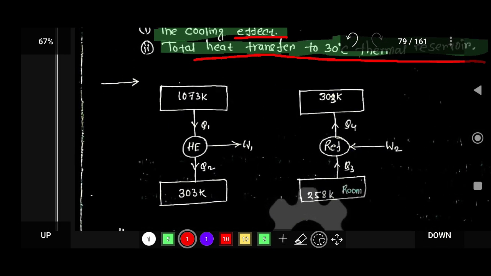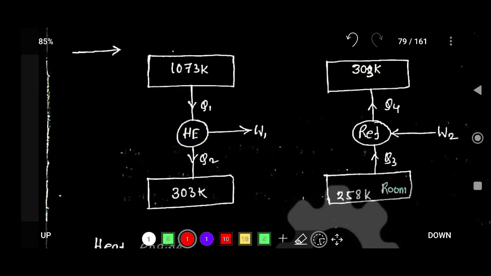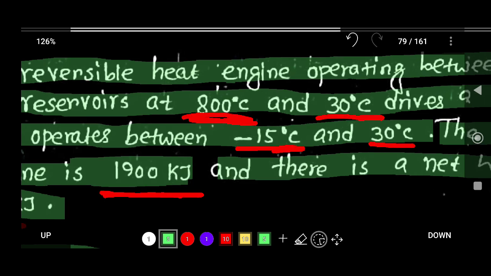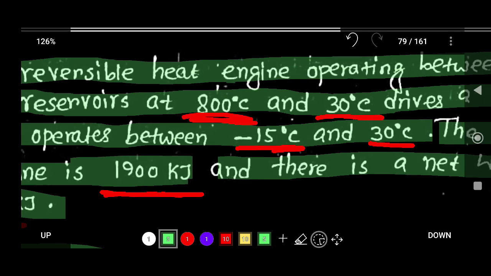So in the question there is a heat engine. The heat engine operates in between the temperatures, here 800 degrees Celsius. Temperature is in degree Celsius, so for each case, if there is a degree Celsius, you have to convert it to Kelvin. 800 degrees Celsius means 800 plus 273, that is equal to 1073 Kelvin.